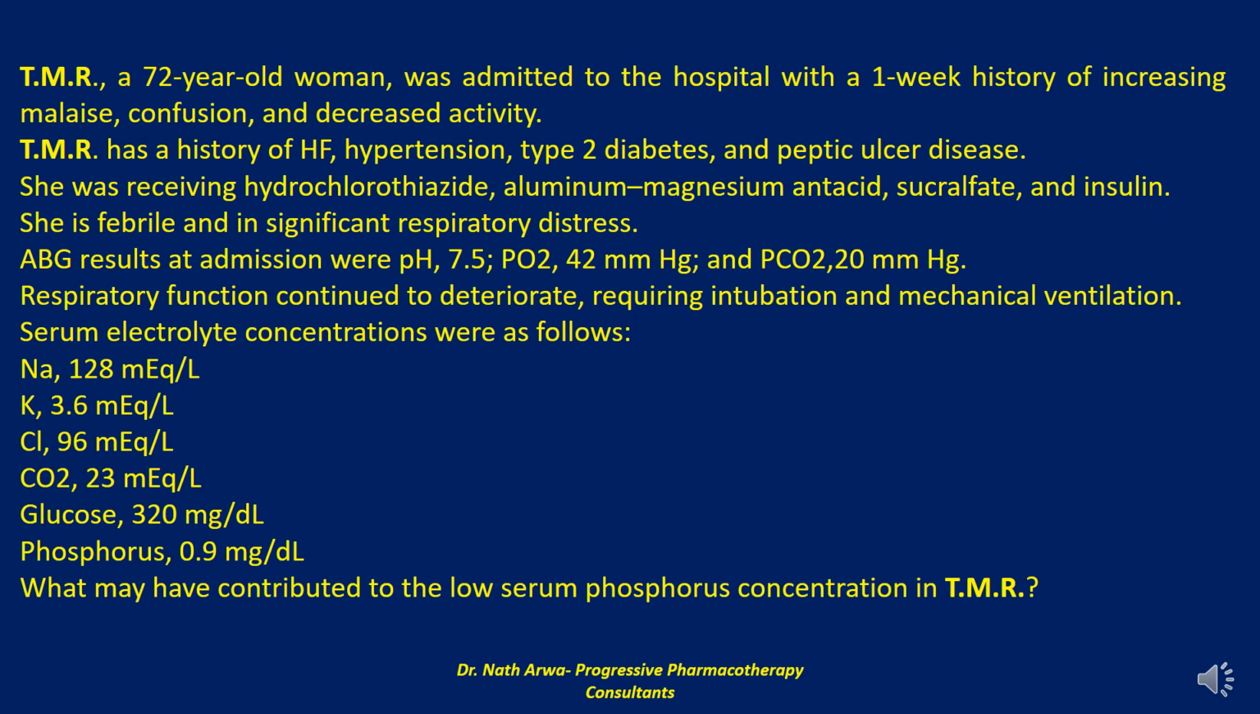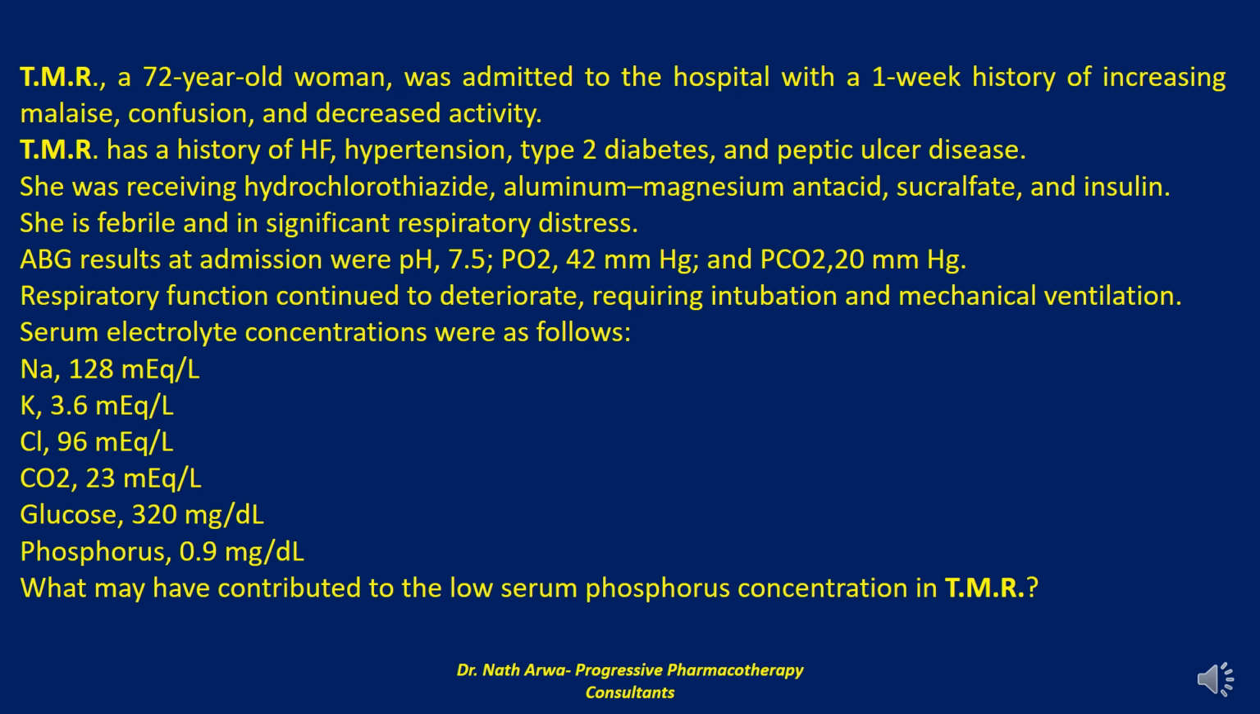ABG results at admission were a pH of 7.5, partial pressure of oxygen of 42 mm of mercury, and partial pressure of carbon dioxide of 20 mm of mercury. Respiratory function continued to deteriorate, requiring intubation and mechanical ventilation.